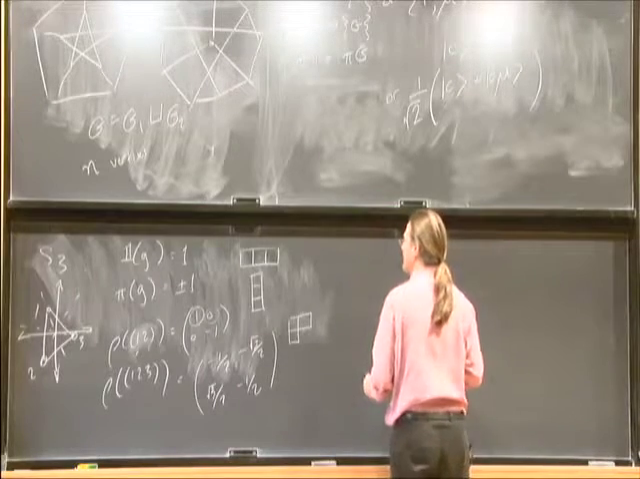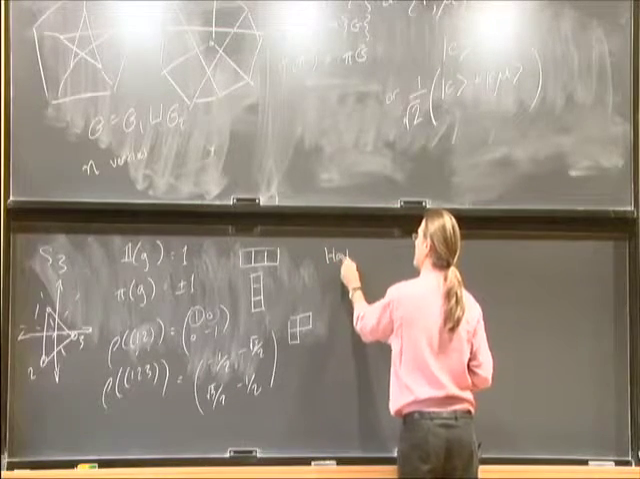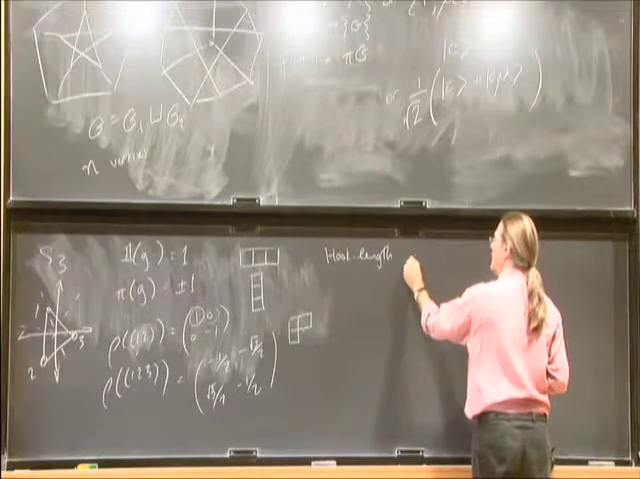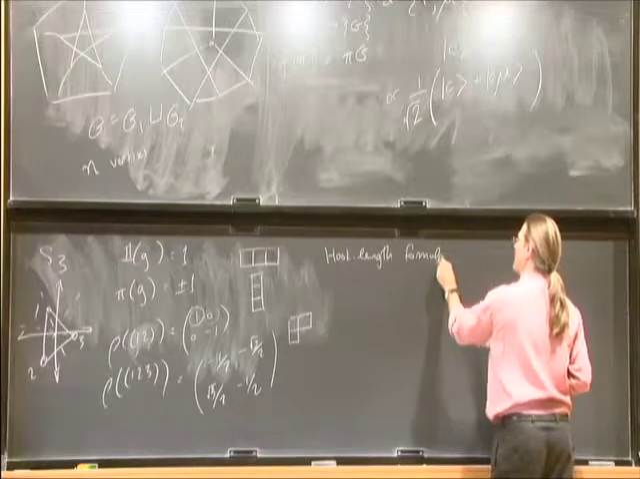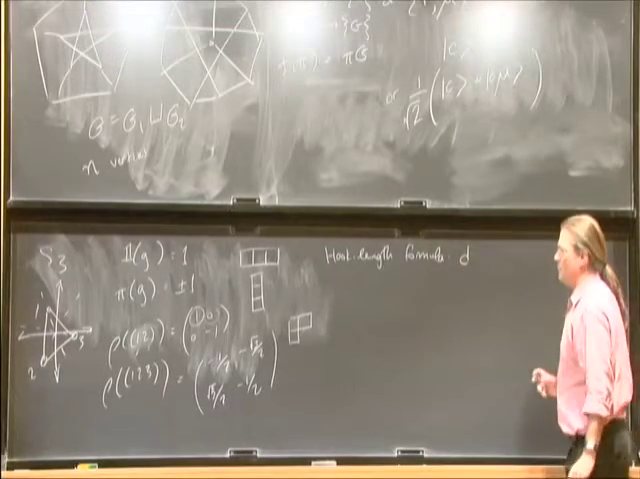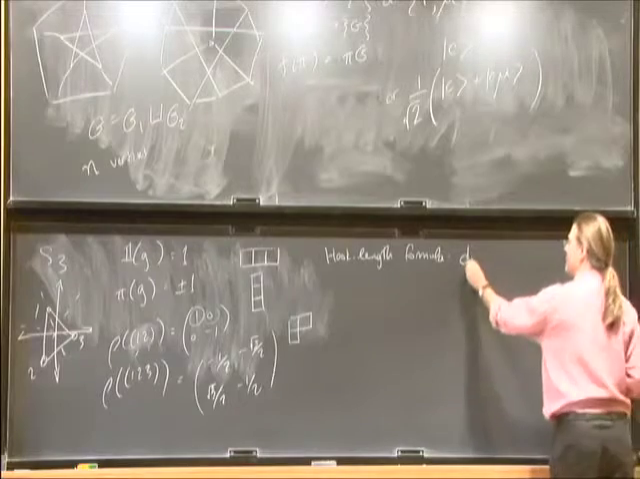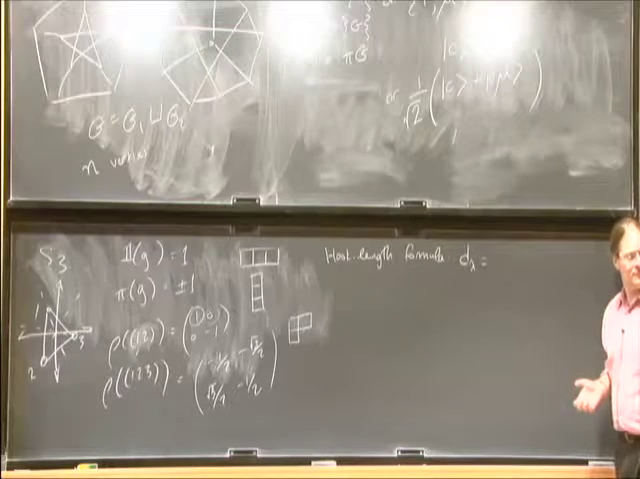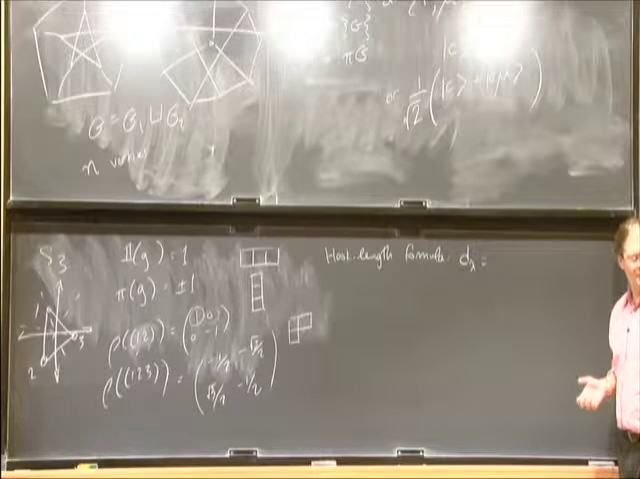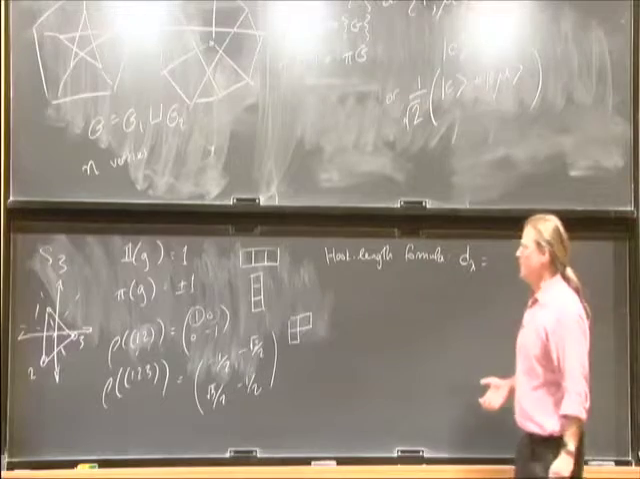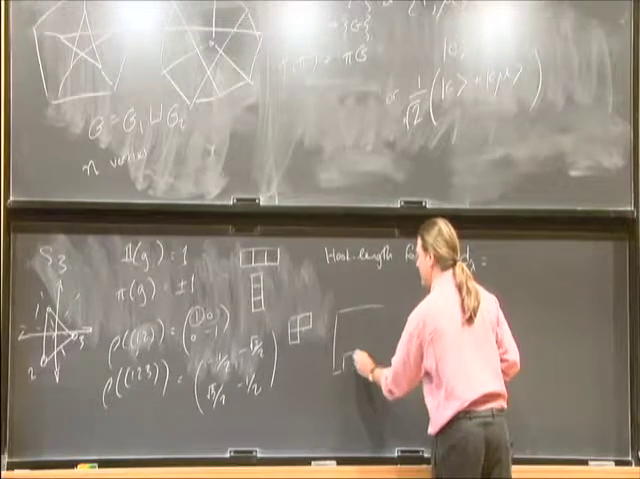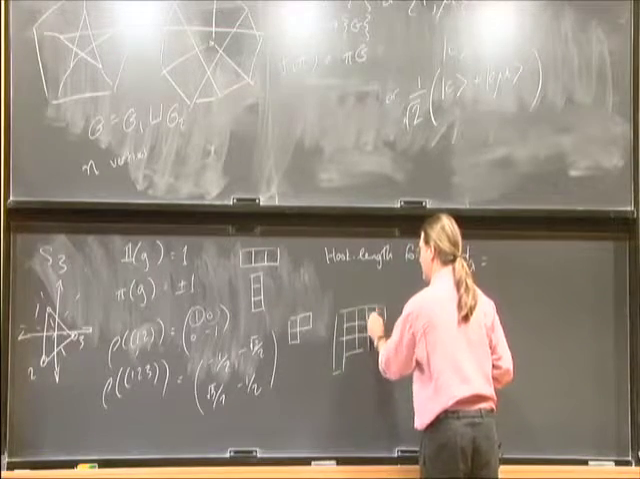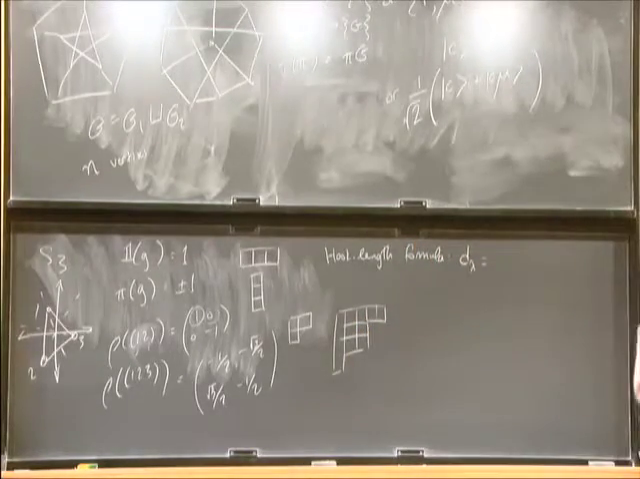And there is a lovely formula called the hook length formula for the dimension of one of these representations. So if I have some Young diagram lambda, then the dimension of the corresponding representation. Yes, a Young diagram is an arrangement of n boxes where each row has width less than or equal to that of the row above it.